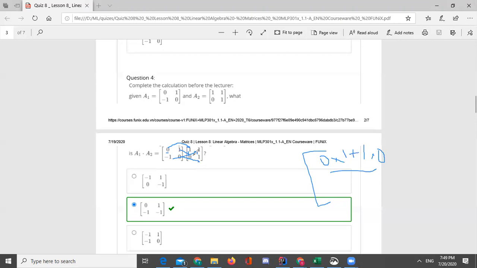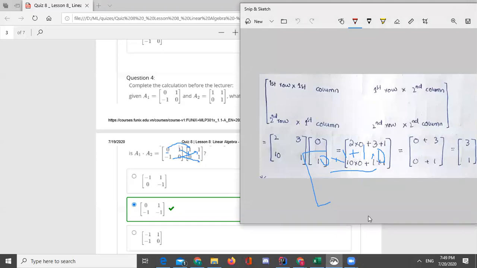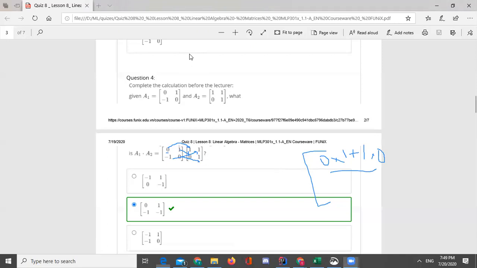No, the second element will be formed from first row multiplied by second column. Let me see the formula again. Okay, I got it now. So the second column would be first row still with the second column. Second column is 1, 1. 0 times 1 plus 1 times 1. Yeah, you are right now. You are going in the right direction. So first row with first column and second row with second column. Yes.